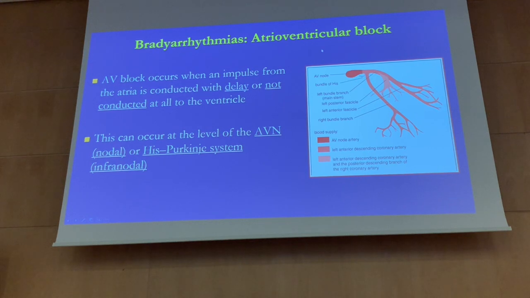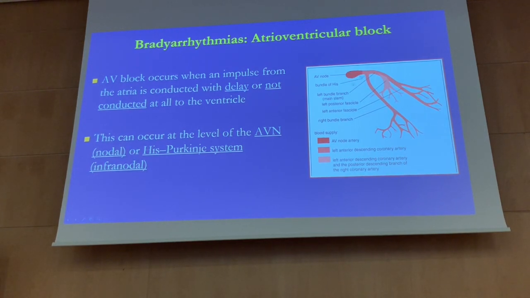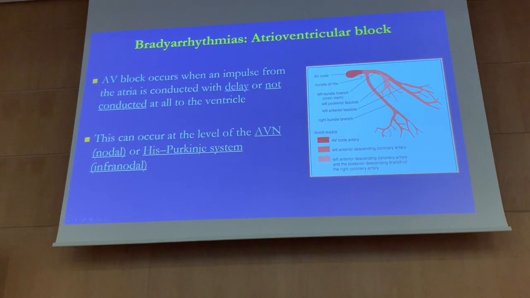Now we finish with the atria. We'll come to the ventricle. Okay. This is the AV node. Below the AV node there is something called the bundle of His. And there is a left and right bundle. This is the anatomy of the conduction system in the ventricle.